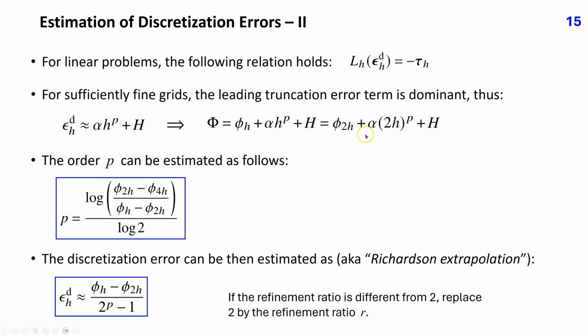Assuming a monotone convergence, which is a reasonable thing to do when the last 3 grids are sufficiently fine, we can estimate the overall order of approximation for the complete discretized equation as follows.